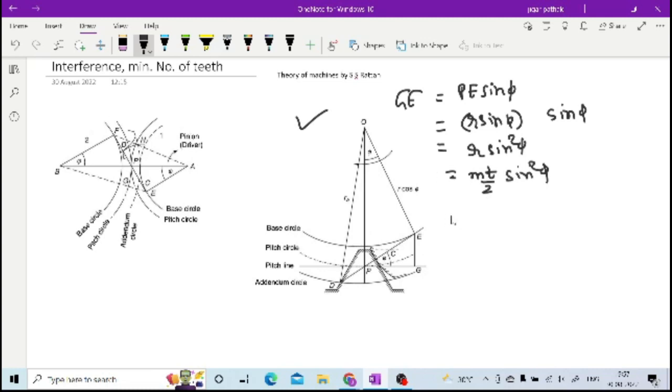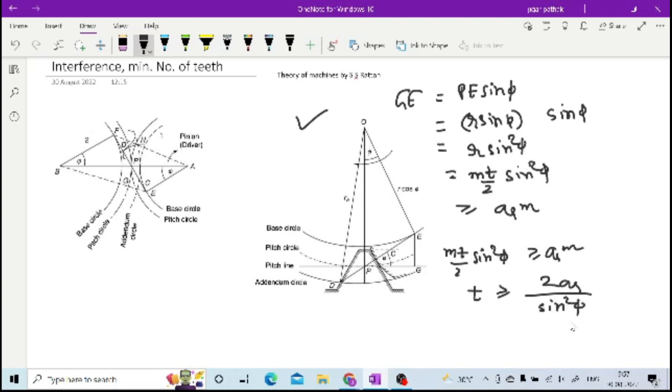Now this GE must be greater than or equal to this ARM, as we have done previously. So here also if you do the same, then this MT by 2 sine square phi must be greater than or equal to ARM, which will result in T is greater than or equal to 2 AR upon sine square phi, right? So this is how you are having this minimum number of teeth on your rack, right? So this is how you can find it to avoid interference in rack and pinion also.